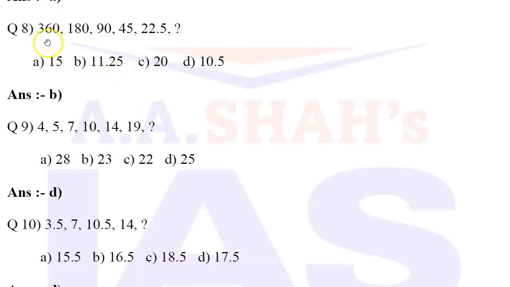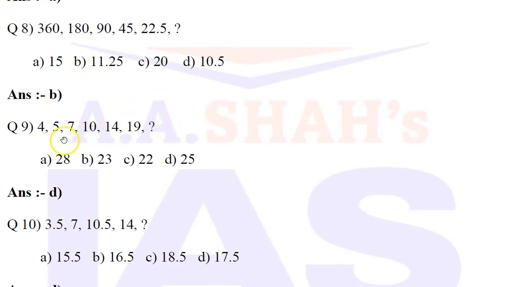The eighth question now. You have 360, 180, 90, 45, 22.5, then question mark. So if you observe here, what could be the logic behind this? 360 divided by 2, the half of 360 is 180. Same thing, the half of 180 is 90. The half of 90 is 45. The half of 45 is 22.5. So the half of 22.5 should be 11.25. That's why B option 11.25 is the correct answer here. So basically they have divided each term by 2 here. So B option is your correct answer.